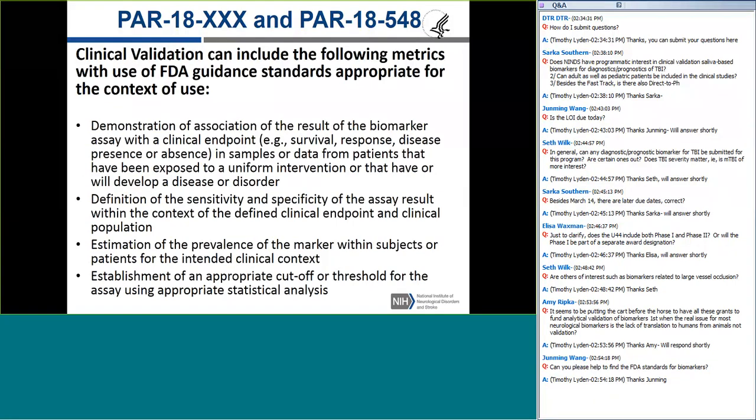Clinical validation can include the following types of metrics: demonstration of an association of the results of the biomarker with a clinical endpoint, definition of the sensitivity and specificity of the assay result within the context of defined clinical endpoints and clinical population. In other words, receiver-operator characteristic curve development certainly is part of the activities you'd be doing in this funding opportunity. And then you could also be estimating the prevalence of the marker within subjects or patients for the intended clinical context. And then you could be establishing appropriate cutoffs or thresholds for the assay.